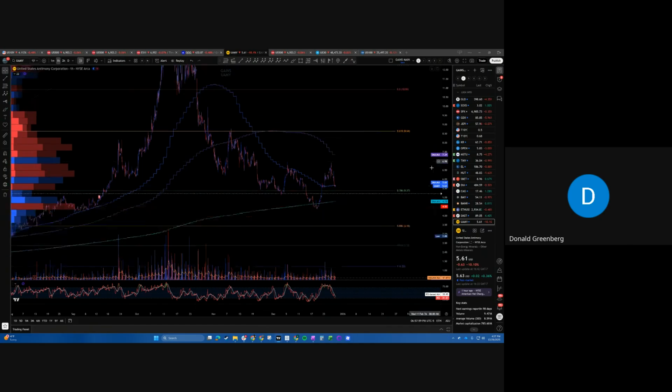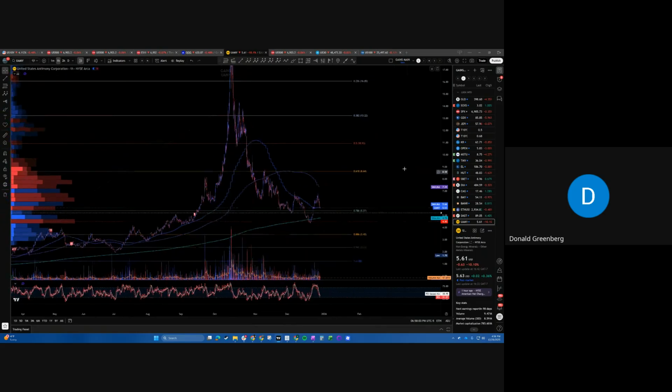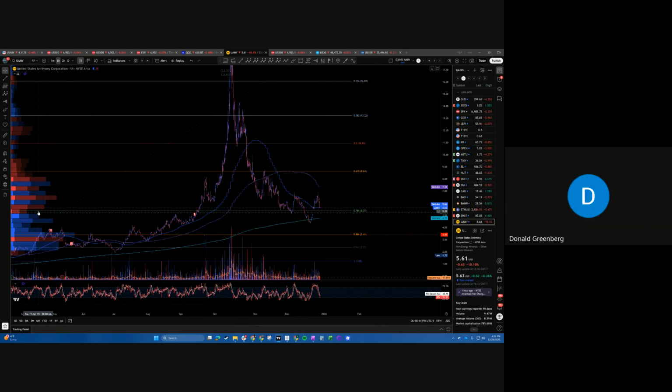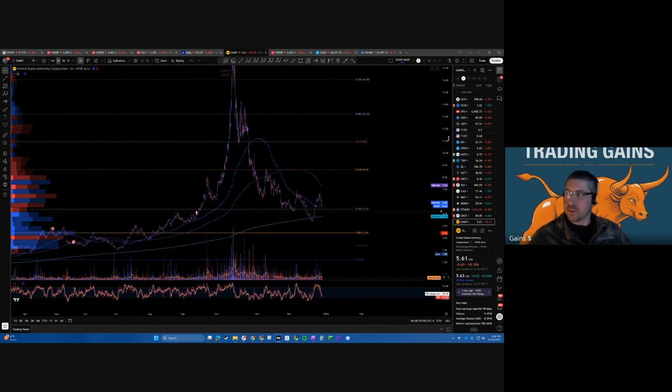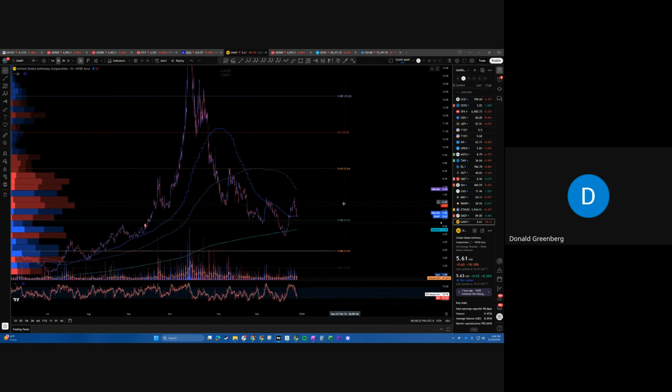I'm accumulating it. I think it's going to make another run back up, so I'm just going to keep buying a little at a time. There's a ton of buy delta below 5.40, so I think that's a pretty solid line there. Whether you're in at 5 or at 6, if it's going to 18, it doesn't matter. Yeah, I agree.